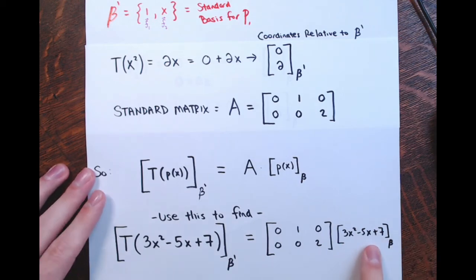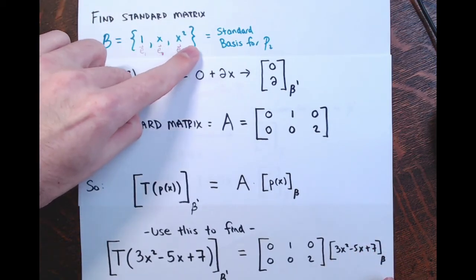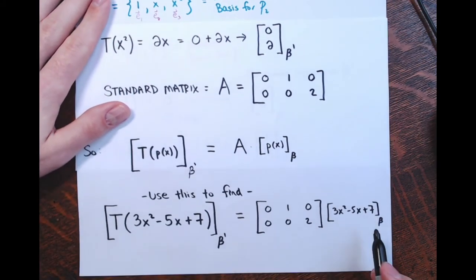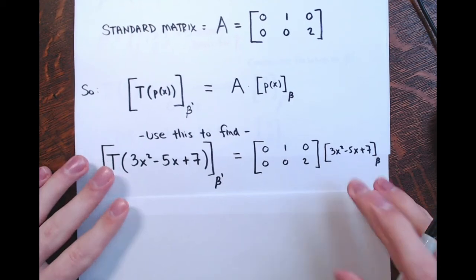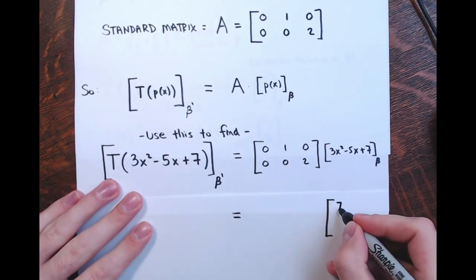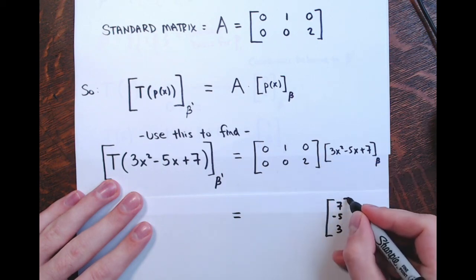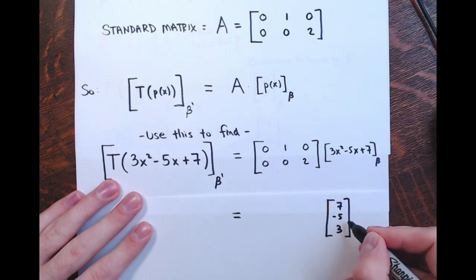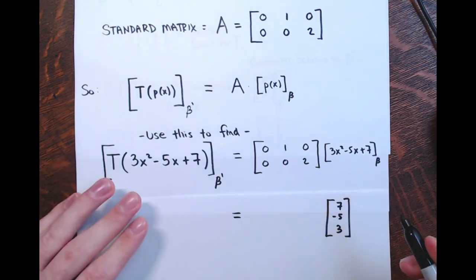Now, the basis for the domain I used was this. The basis was 1, x, and x squared. So if I'm translating this to its coordinates relative to B, those would be the following. You have 7 times 1, negative 5 times x, 3 times x squared. These would be the coordinates. This would be the coordinate vector of the input polynomial relative to my basis B earlier.